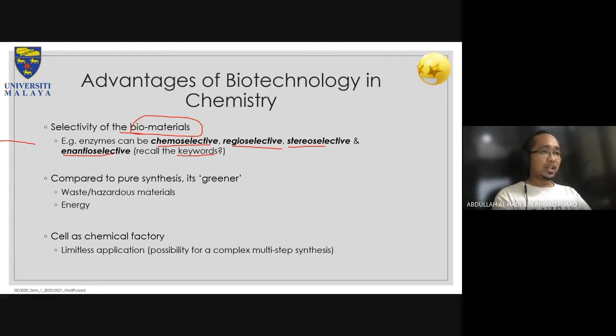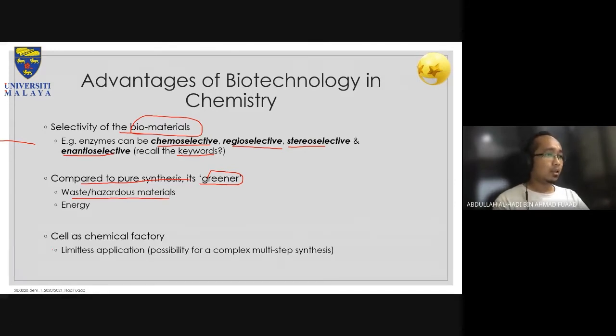The other advantage, compared to a pure synthesis, is that it's greener, because you have less hazard or waste. Normally when you do biotechnology, you need to have an aqueous environment. Of course, that's greener compared to if you use, for example, pure hexane in a reaction, or pure toluene, THF. Organic solvents are not green; they are harmful for the environment, harmful for the aquatic environment. But if you use biotechnological processes, you will try to produce a technology that works in water. And if you are successful, then the byproduct is just a water byproduct or water-based byproduct, so you can simply throw it away.